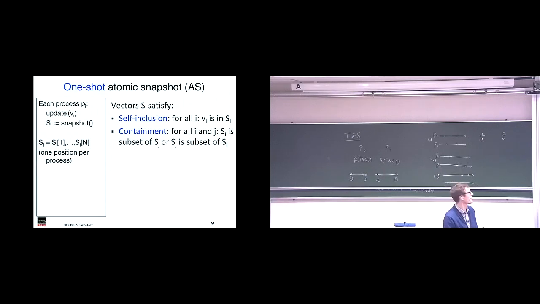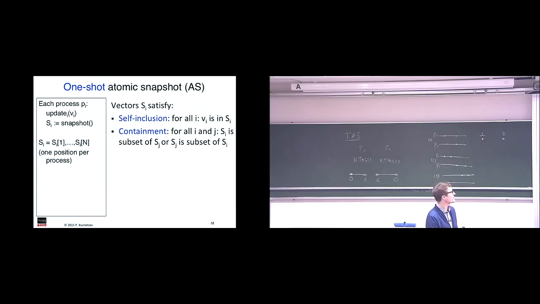Well, to make it interesting, we have more than two processes: P0, P1, P2, P3, and so on. Each of the processes executes this algorithm. It's similar to what we had with read and write. If you write somewhere and then you read, here you write: you update your own position in the vector, in the atomic snapshot object, and then you take the snapshot. And this is the view you get.